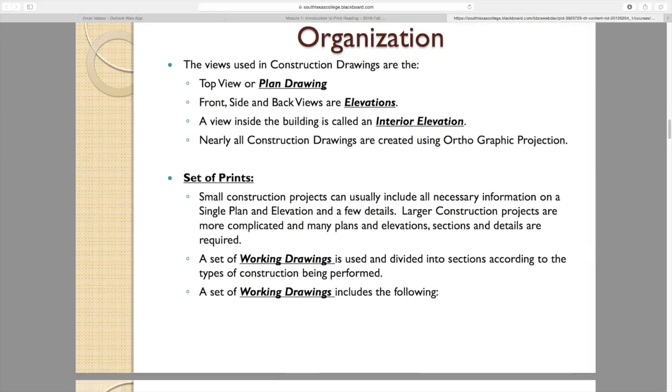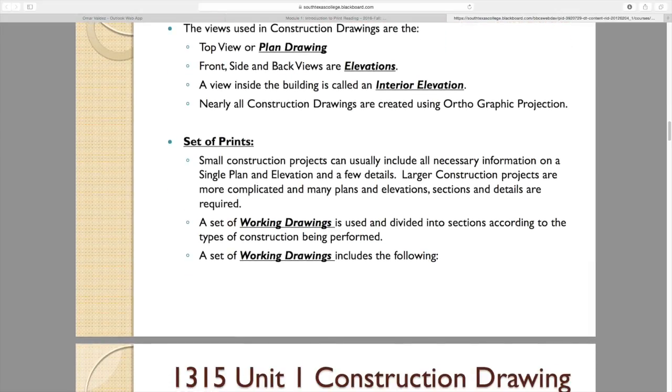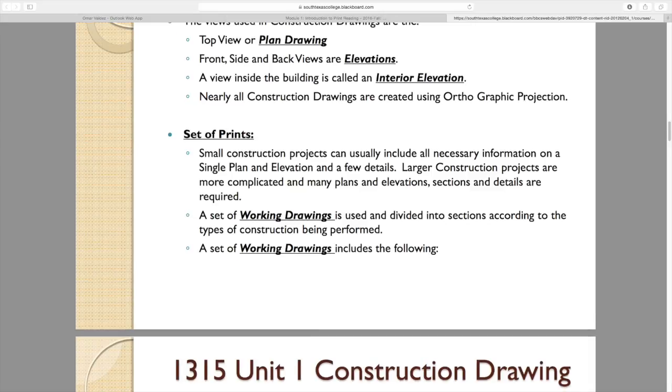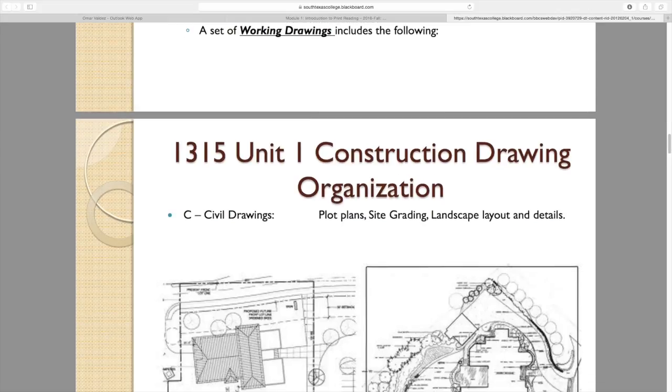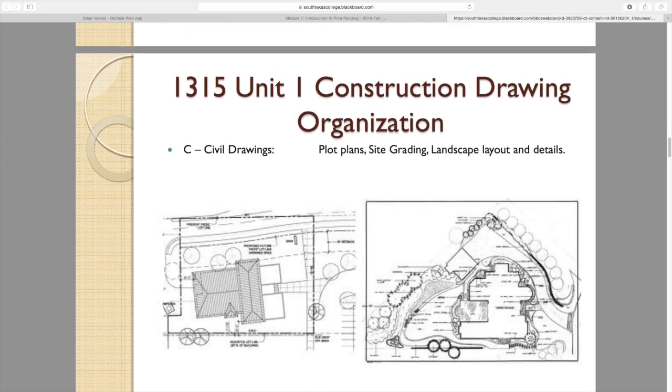Now, a set of prints, like we said before, they're working drawings, and they're divided in different areas. I'm going to show that right now. And these are working drawings. Again, they might say set, and also you might hear the term construction drawings. Same thing. There's a set that tells the contractor exactly what to do. And again, this is done by the engineers or architects. Actually, both, if it's commercial.